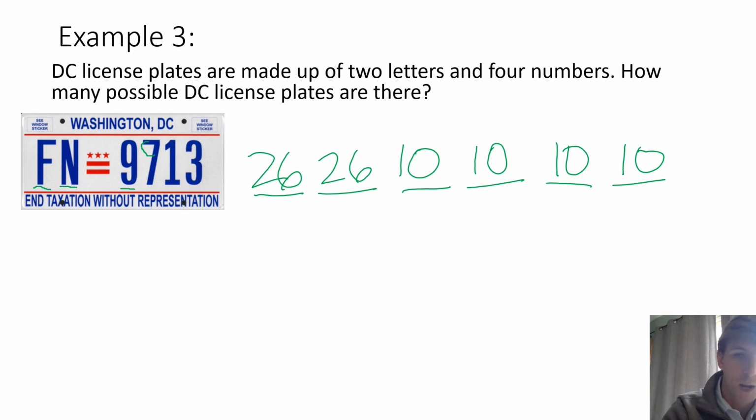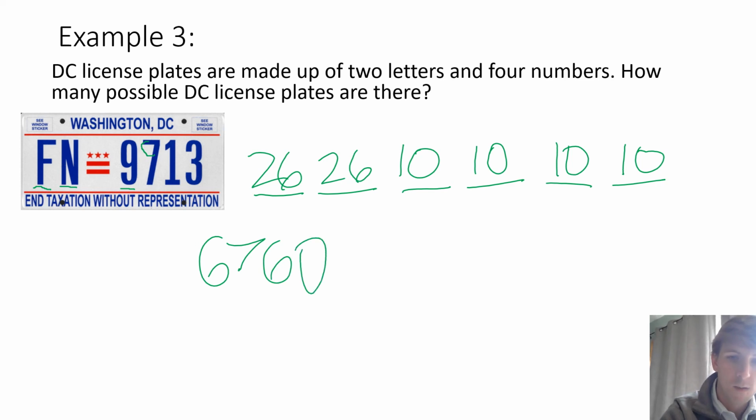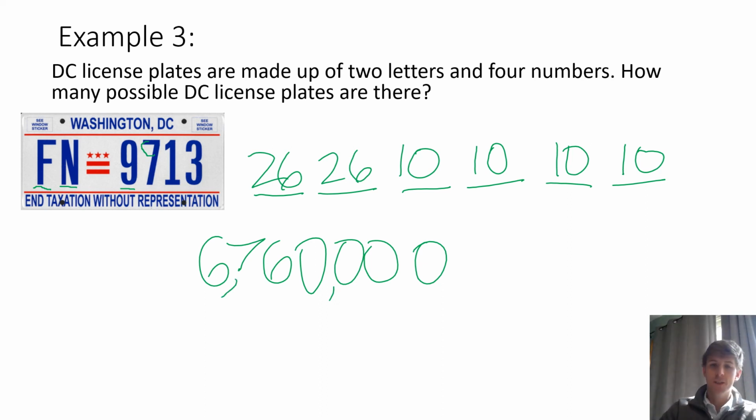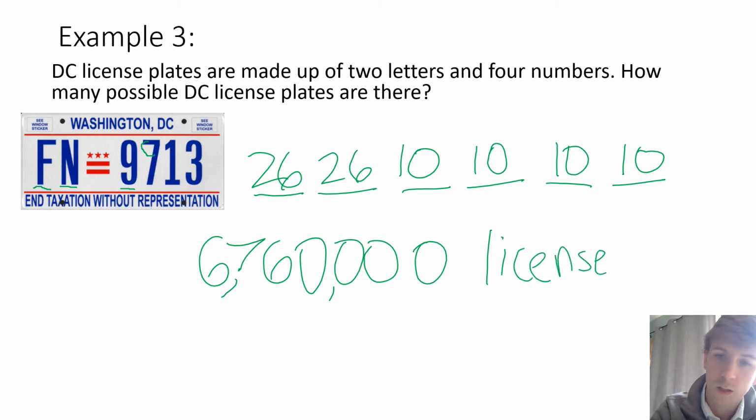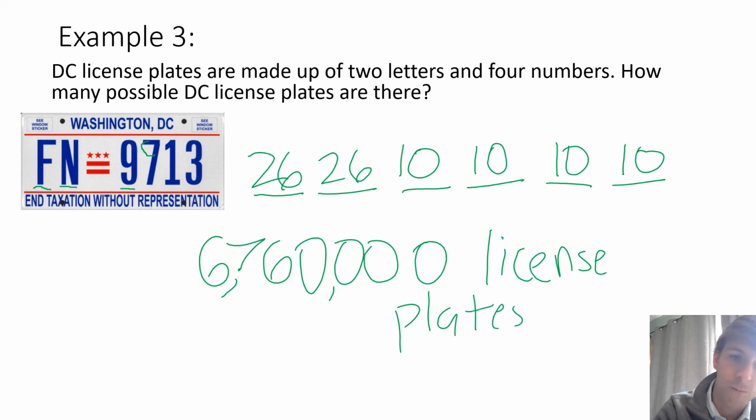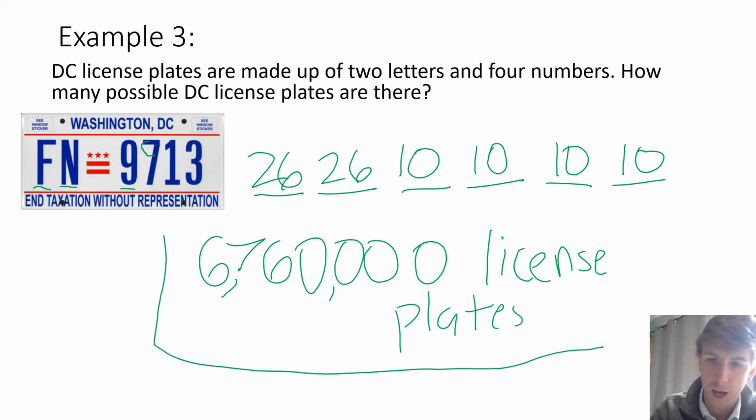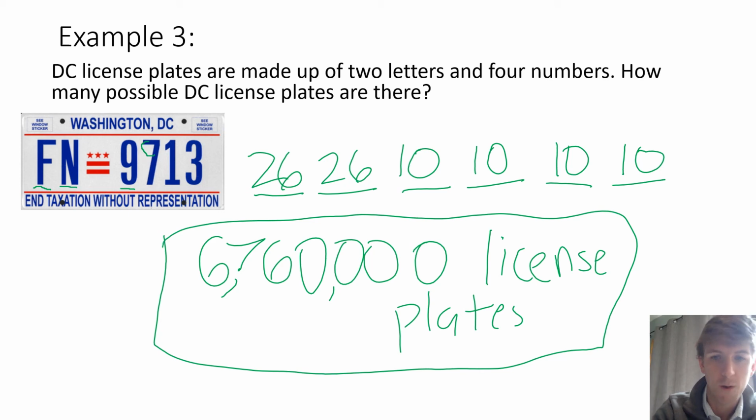What I got from multiplying all that together is 6,760,000 license plates. Since there's not even close to that many cars in DC, I think we are safe for a long time until we run out.